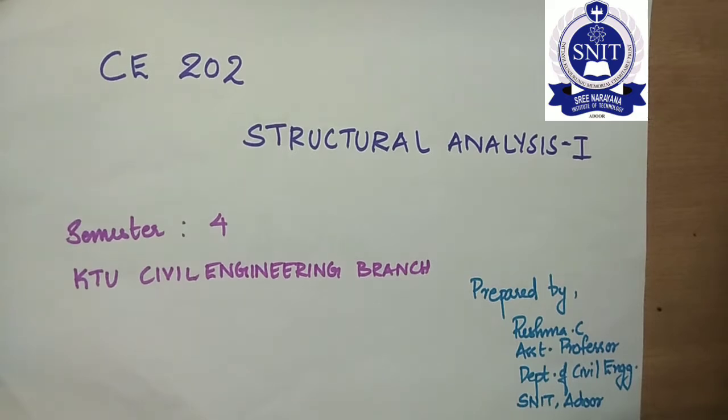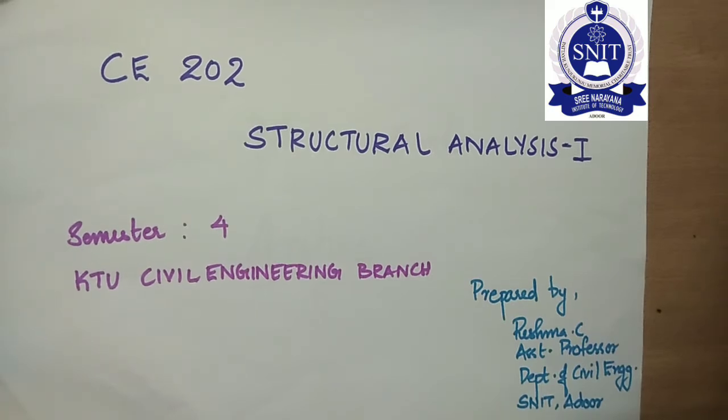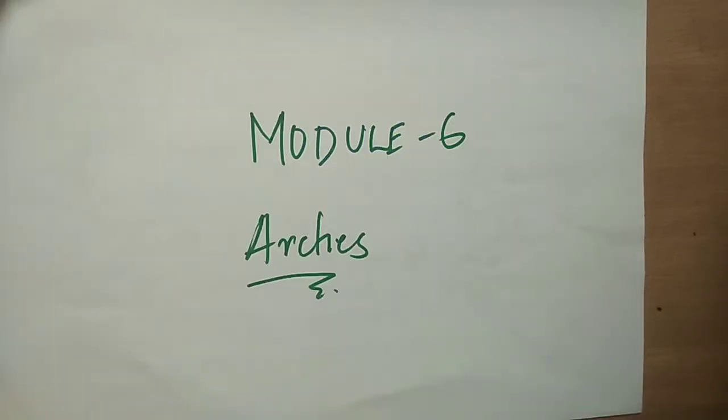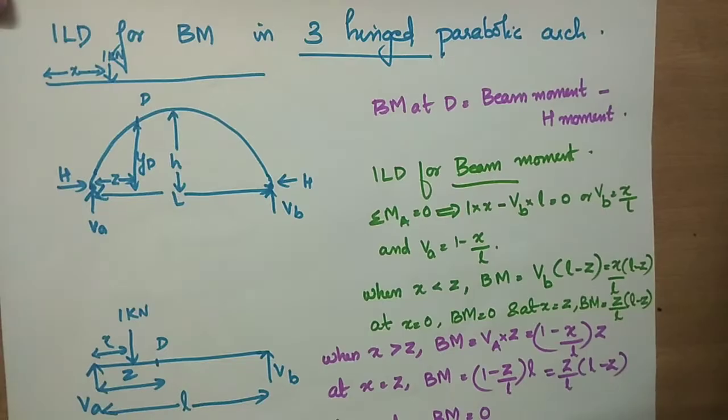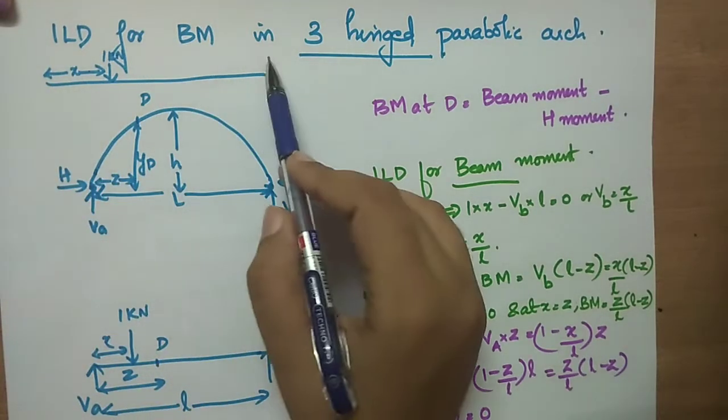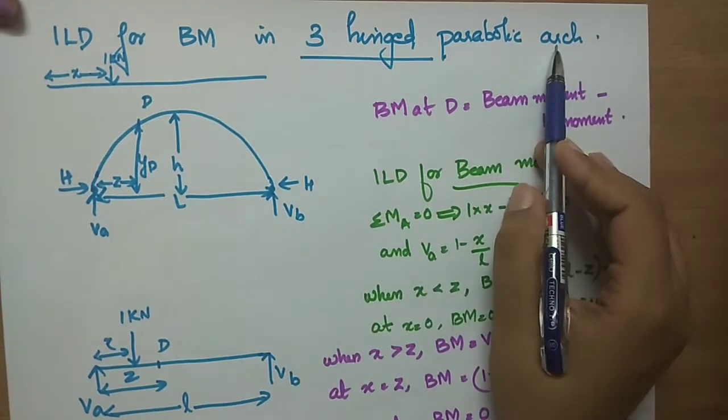In the previous lecture, we dealt with a numerical on ILD for horizontal thrust in the case of a three-hinged arch. In today's class, we shall see the ILD for bending moment in the case of a three-hinged arch. Moving on to the ILD for bending moment in a three-hinged parabolic arch.